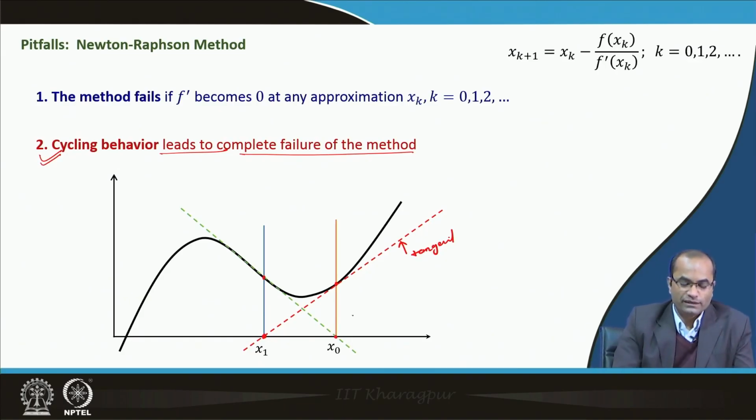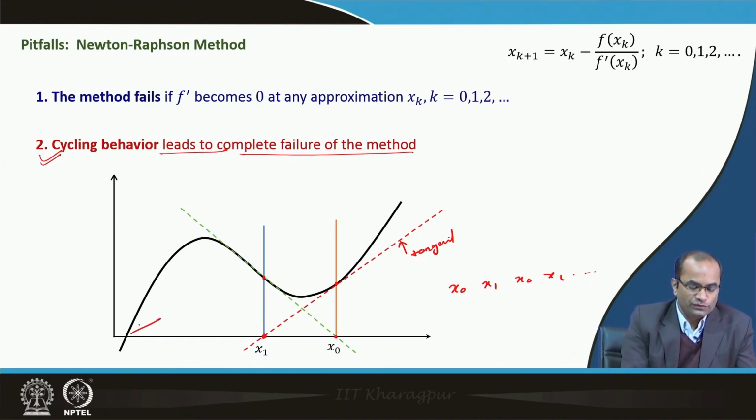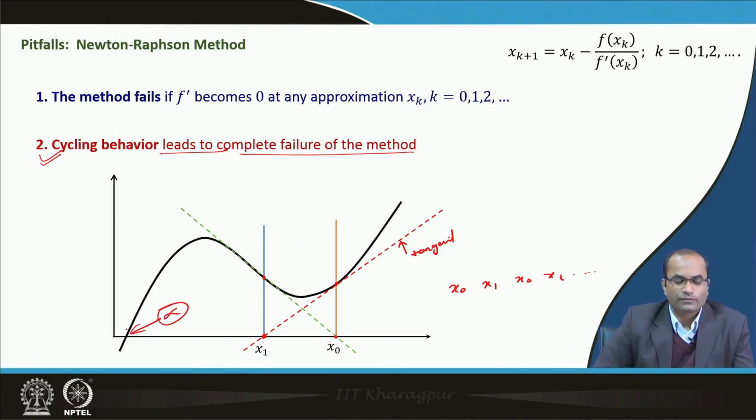So, what is happening now? We will get x naught, then x 1, then x naught, then x 1 and so on. There will be a sequence x naught, x 1, x naught, x 1, and this is the cycling behavior, and we can never approach the root, which is for instance here. This can happen at some point if such a cyclic behavior occurs for some special functions.